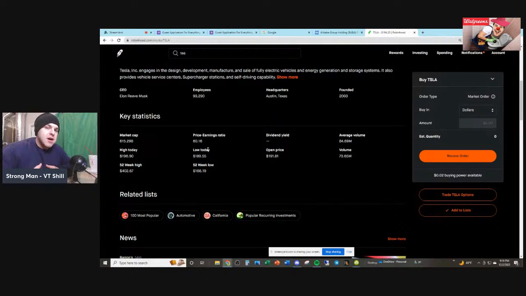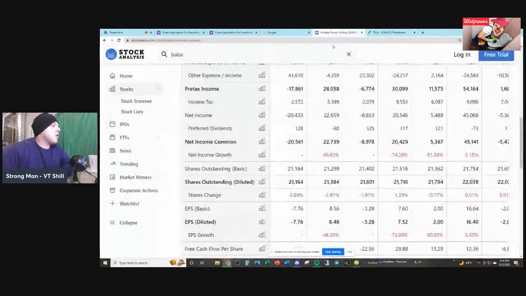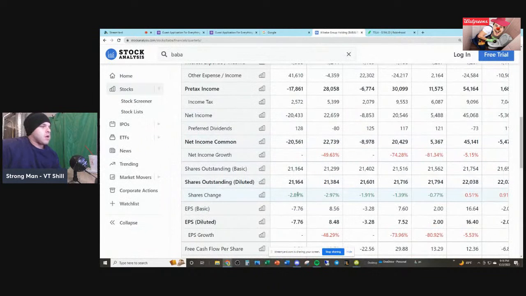A massively undervalued, in my opinion, large cap, e-commerce giant in China, or a massively overvalued, hyped up car company. Well, if you just look at the PE, of course Tesla's cheaper, bro. Tesla's the future. But if we go look at Baba's earnings, recently they've been absolutely wrecked.